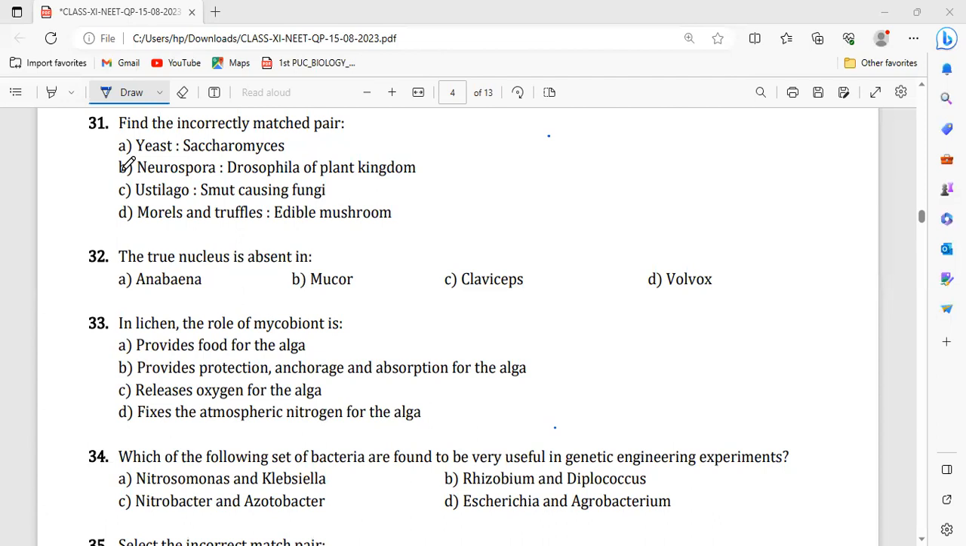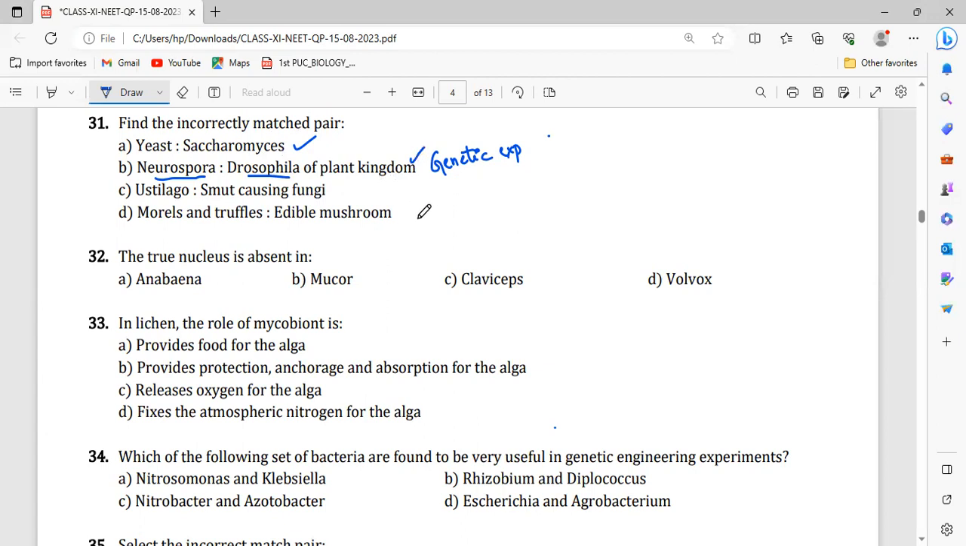The first question: find the incorrectly matched pair. We shall see one by one. Yeast, Saccharomyces, the pair is correct. Yeast's scientific name is Saccharomyces. Neurospora, Drosophila of plant kingdom. Why do we call it the Drosophila of plant kingdom? Neurospora is used in genetic experiments, and in animals, Drosophila is used in genetic experiments. So we call it the Drosophila of plant kingdom.